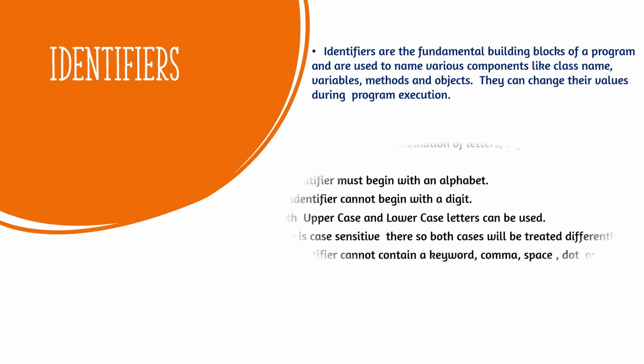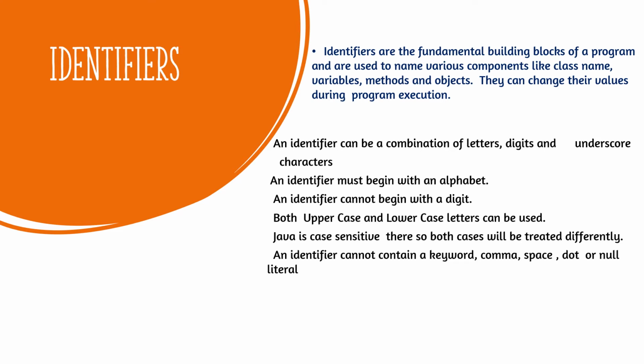So the rules which we have to follow: the identifier should be a combination of letters, digits, and underscore characters. So we cannot start with a number. That means it will be a combination of letters. One or two letters can be there. Even one letter can be created as an identifier, as a variable name, along with digits and underscore. An identifier must begin with an alphabet. So whenever we are creating a class name or a variable name, it is a must that the identifier starts with an alphabet. An identifier cannot begin with a digit.